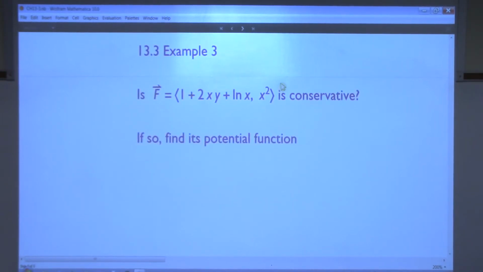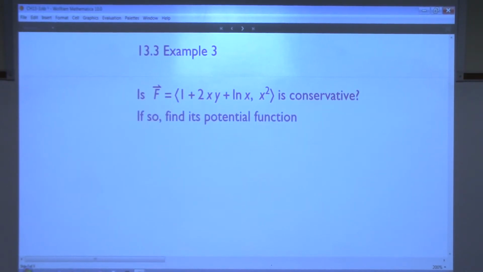So let's do it. So first question, is this a conservative vector field? This is a different example, isn't it?